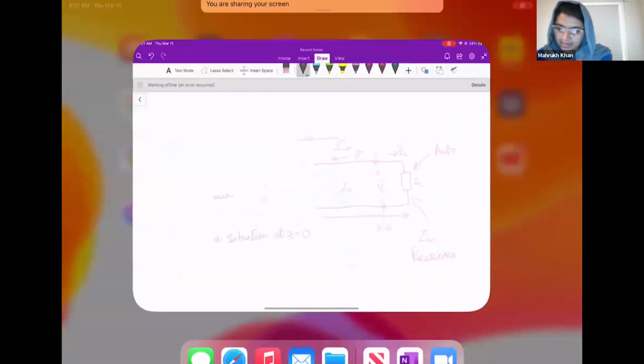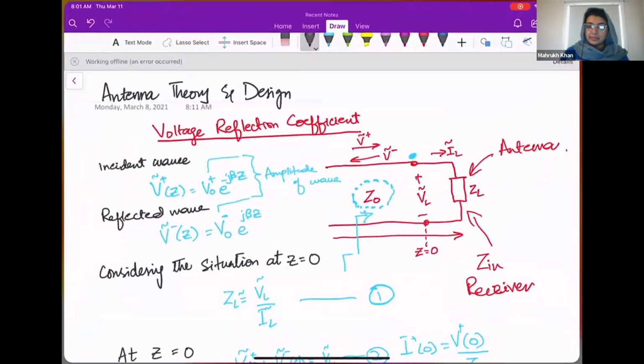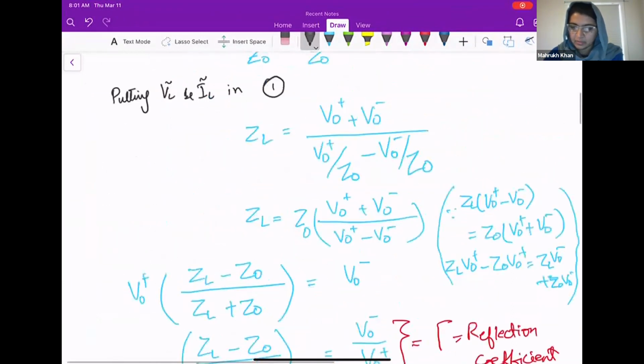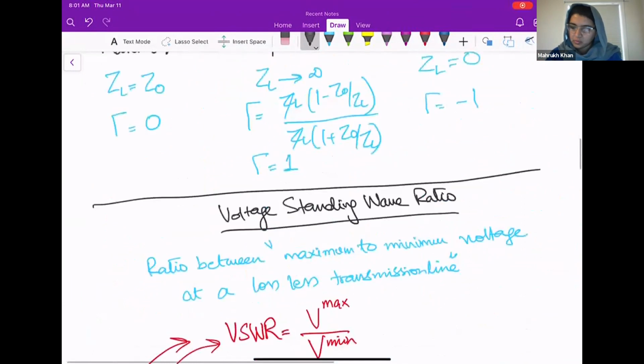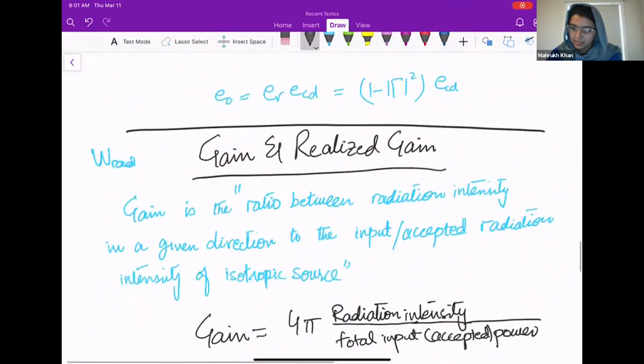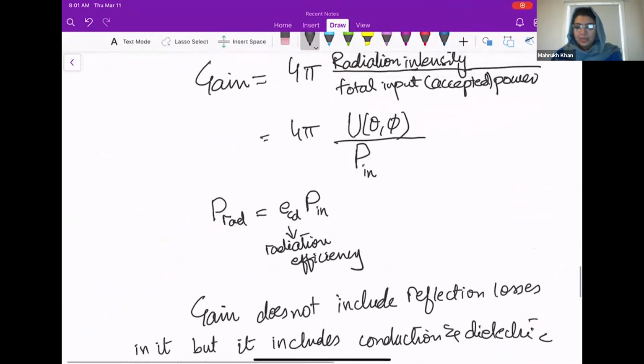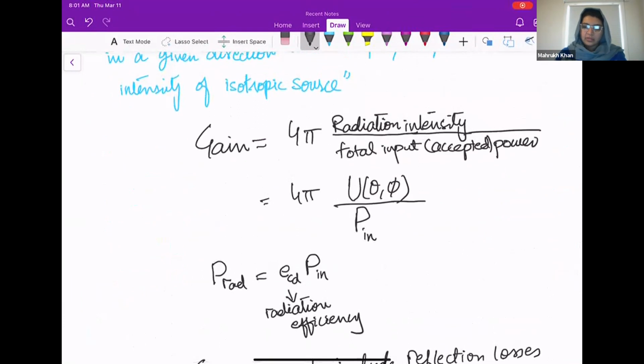Okay. And at the end we will do the problem solving, okay, which are assigned in the homework. Okay, so we did this, that's fine. Okay, so we were talking about the gain.